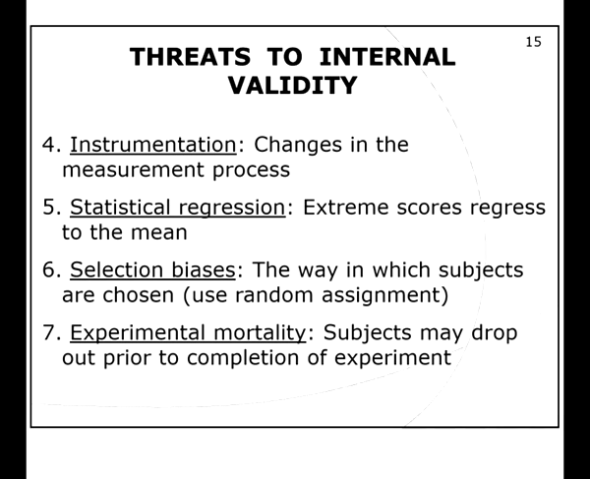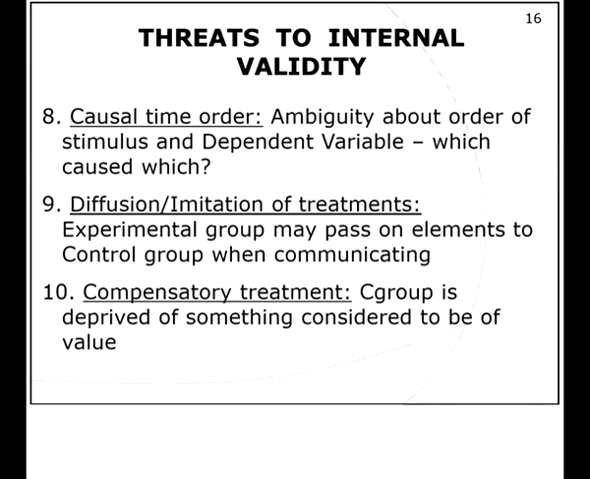Or it often happens that people that are involved in crime do die at a higher rate. They get shot and things like that, or there's drug use and stuff that can cause them to die. So the causal order, I've already kind of talked about that. You want to make sure that your stimulus happens before the dependent variable. Otherwise, you can't prove causality. Diffusion and imitation of treatments.